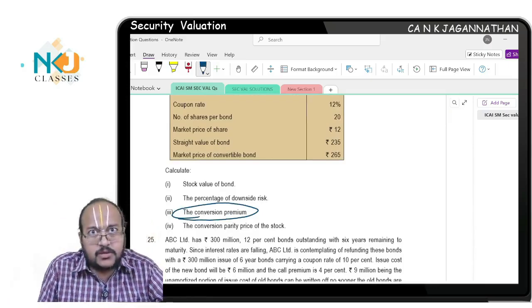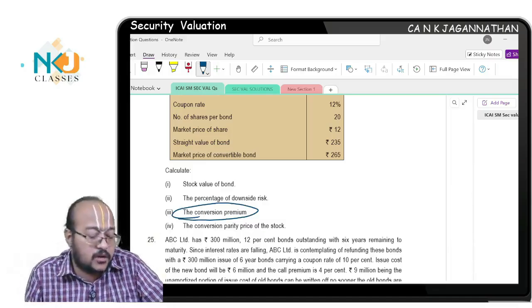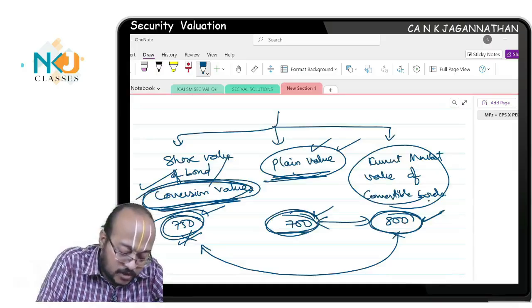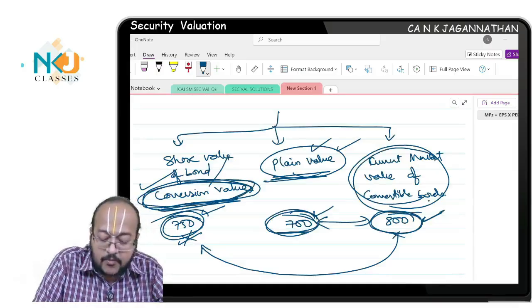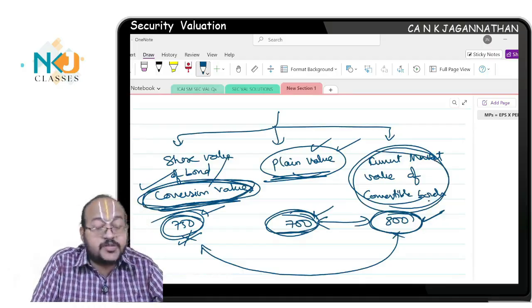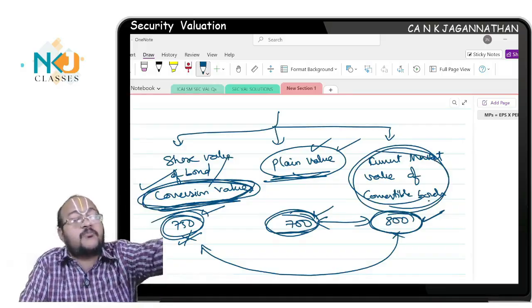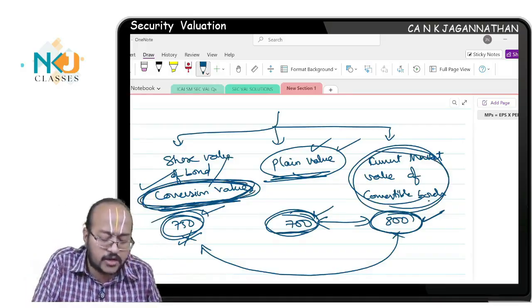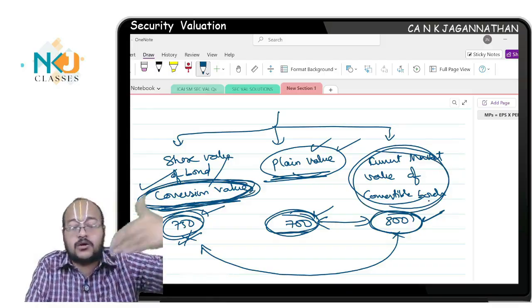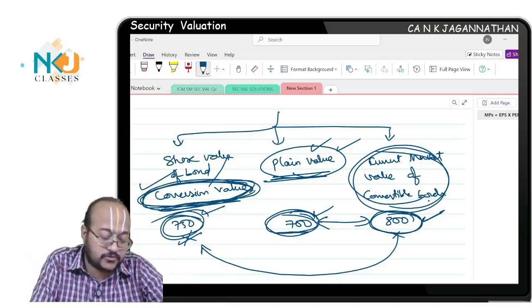Of course, they have simply given conversion premium. Now, see, for conversion premium, you should always compare conversion value and the current market price of the convertible bond, and not the plain value of the bond. There is a question which specifically asks regarding premium over plain value of the bond. There you should not get confused with conversion value. You should compare with the plain value of the bond, and then the plain value of the bond with the current market price of the convertible bonds.